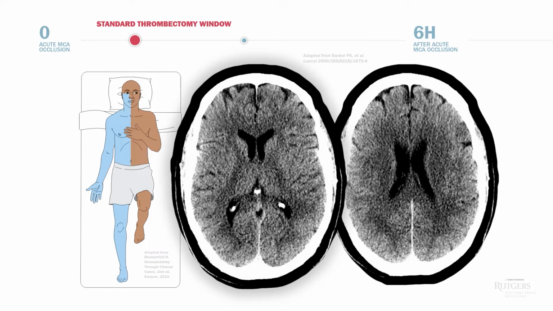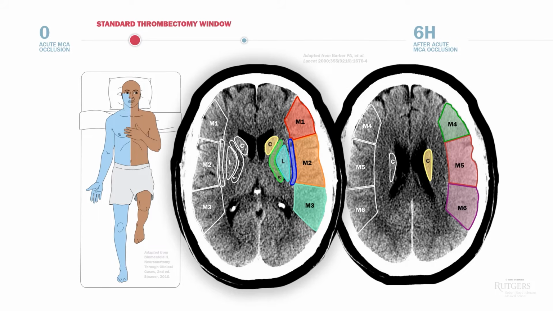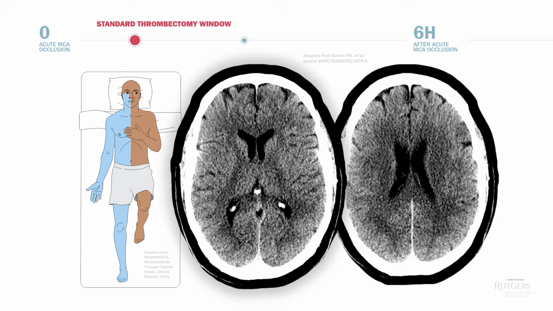This scale divides the MCA territory into 10 segments: head of caudate, internal capsule, lentiform nucleus, insula, and the 6 cortical segments. A point is subtracted for each segment that is hypodense. For example, a patient with a completed deep MCA stroke would lose 4 points. And the hypodensity in the cortical MCA territory could subtract up to another 6 points. What is this patient's score? Yep, this is a normal head CT, so the ASPECT score is 10.